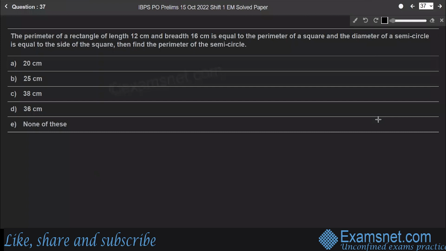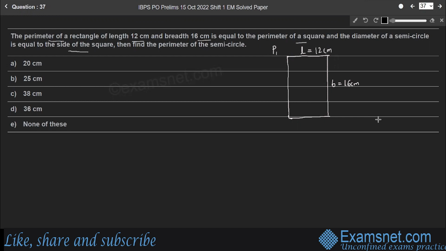Question 37. The perimeter of a rectangle of length 12 centimeter and breadth 16 centimeter is equal to the perimeter of a square, and the diameter of a semicircle is equal to the side of the square. Then find the perimeter of the semicircle. So consider a rectangle whose length and breadth are given. Let L and B be the length and breadth of the rectangle. Here L is 12 centimeter, breadth is 16 centimeter. And let P1 be the perimeter of the rectangle.